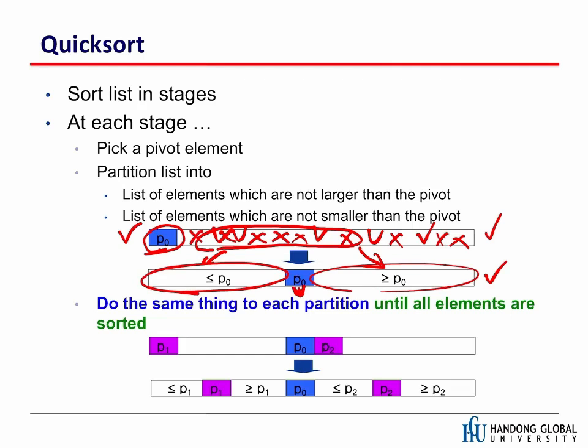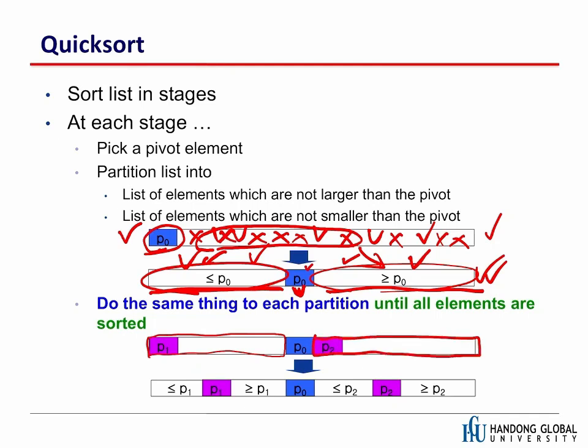But these ones are smaller than this one and smaller than this one, right? Perfect. So we can do the same thing to each partition. This one is not sorted and this one is not sorted, so we apply the same thing to this and to this. So we apply the same thing twice. After partitioning like this, let's focus on the left list and the right list.